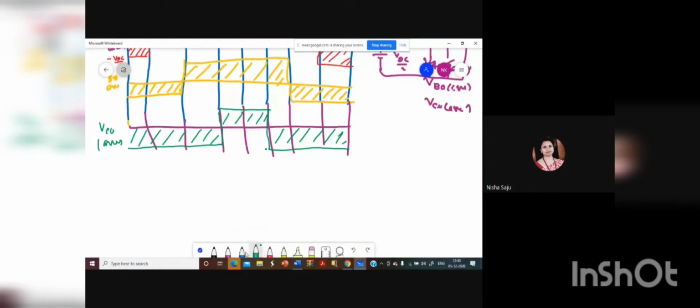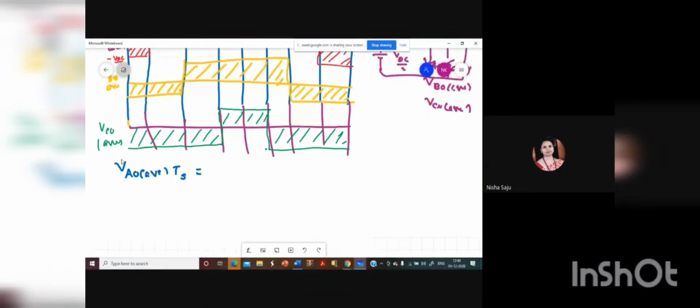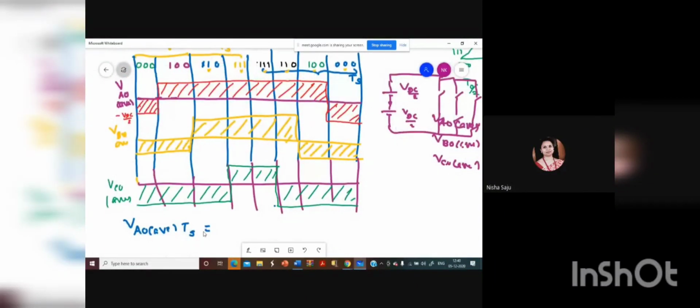Okay. Then you have to get this VA0 average. So what is VA0 average? This VA0 average will be for a sampling period TS, right? That is for a sampling period TS. As you can see here, this is your minus VDC by 2, this is your plus VDC by 2, right? So commonly you are having a VDC by 2 factor.